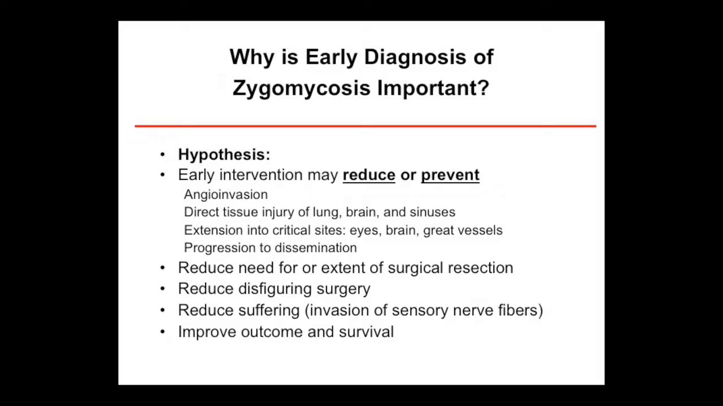The hypothesis for us would be early intervention may reduce or prevent angioinvasion, direct tissue injury, extension into critical sites, including eye, brain, great vessels, and progression to dissemination. It may also reduce the need for extensive surgical resection and reduce disfiguring surgery, and certainly reduce suffering, especially associated with invasion of sensory nerves. And we hope improve outcome and survival.